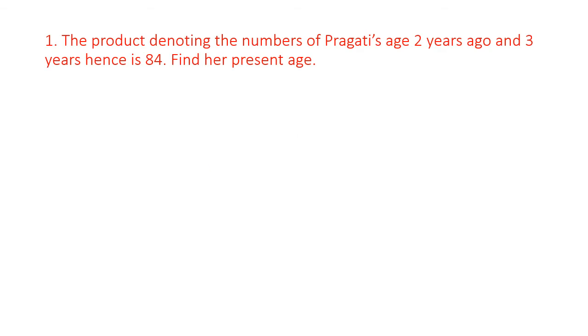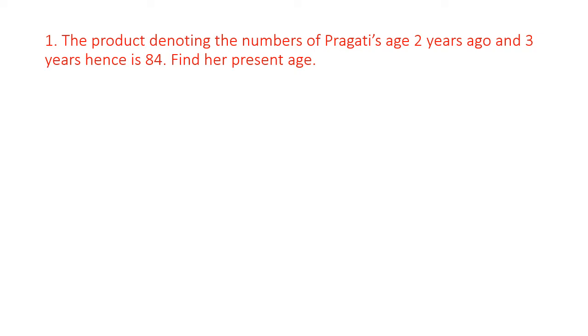Now this exercise contains word problems, children, wherein you have to form the equation by reading the question. And after that, once we solve the equation, we'll get the answers. So the first question says that the product of the numbers denoting Pragati's age 2 years ago and 3 years hence is 84. Find the present age. So we have to find out what is our present age.